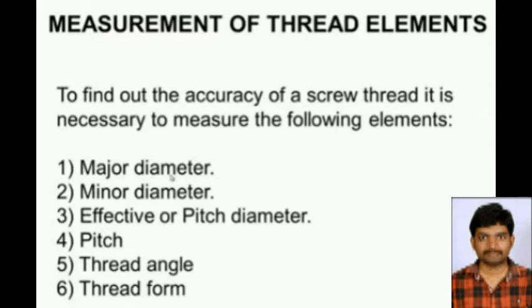Now, let us move to the measurement of thread elements. In order to find the accuracy of a screw thread produced, it is necessary to measure various elements, whether it is okay or not. Those elements are major diameter, minor diameter, effective or pitch diameter, pitch, thread angle, and thread form.